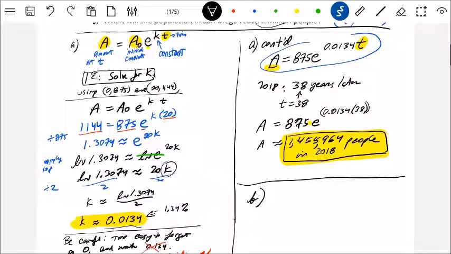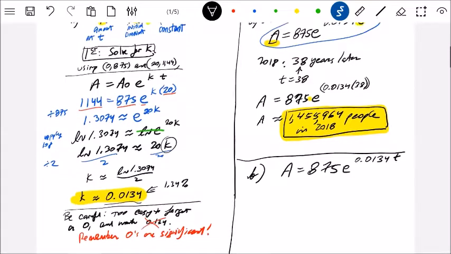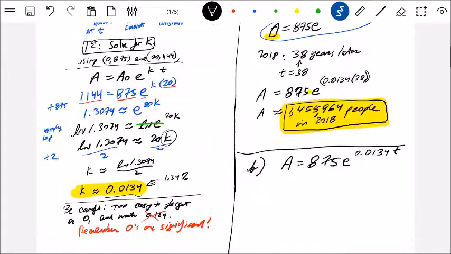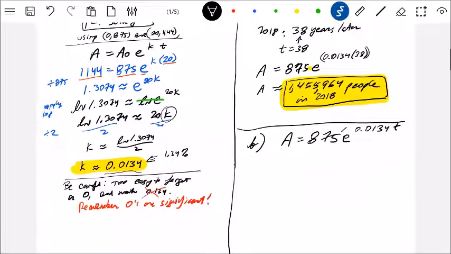So I'm going to write it down here again. I'm going to do B. The amount equals 875 e to the 0.0134 t. And we know we want it to be 2 million. Again, since we took the thousands out from there, we'll have to do it without the thousands. So instead of 2 million, it's 2,000 is equal to 875 e to the 0.0134 t. And t is the only thing we don't know here, so we can now solve for t.